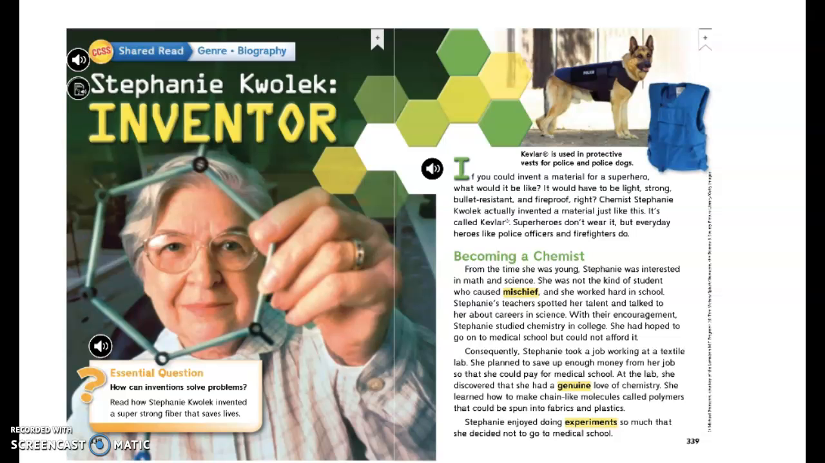Now, for this morning's lesson, we are going to be focusing on problem and solution in a text. Yesterday we read Stephanie Kolak, Inventor, and today you're going to get the opportunity to reread it. Because remember, good readers read text more than once so they can understand what's happening in the story.